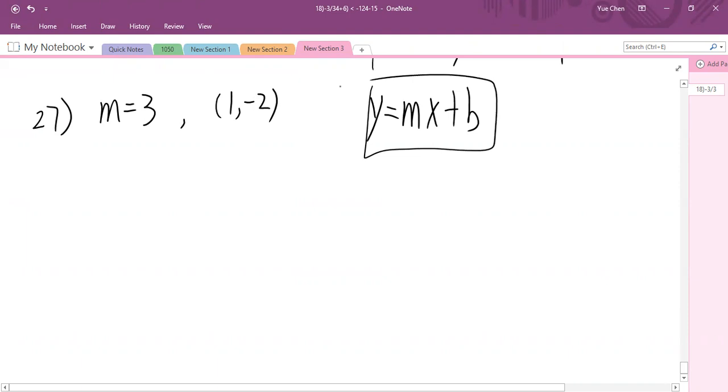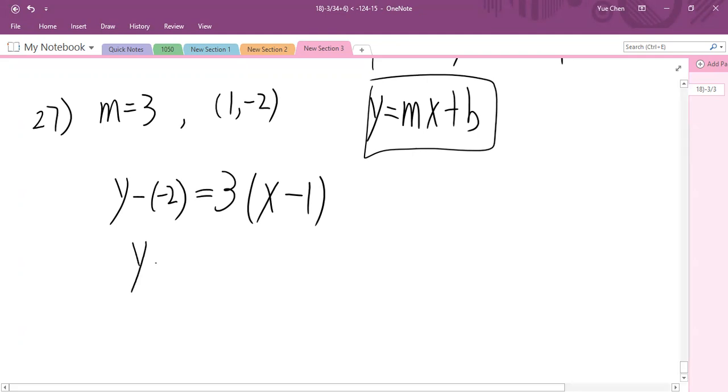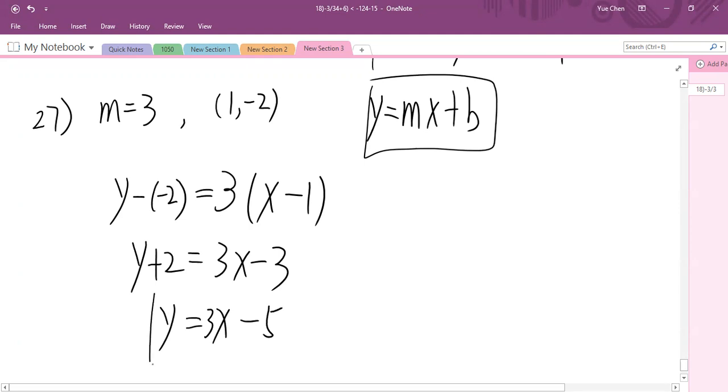How to find it? First we find the equation, then convert to this form. y minus y1, which is -2, equals 3 times (x minus 1). We always have students forget these parentheses. They just say, okay, 3x minus 1. Then you will get the wrong answer. Okay, so this is y plus 2 equals 3x minus 3. So y equals 3x minus 5. So this will be the slope intercept form.